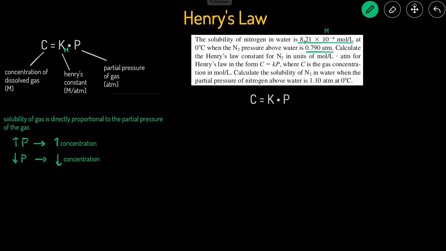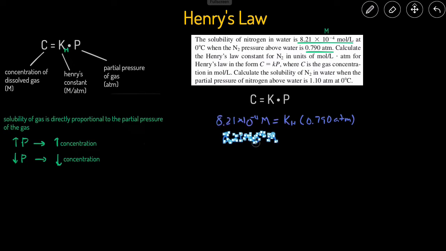It gives us the molarity. So we know that the molarity is 8.21 times 10 to the negative 4 moles per liter, which is the same thing as molar. Our goal is to solve for the Henry's law constant. So we don't know what K is, or KH. And it also tells us the pressure that it is 0.790 ATM. So to solve for KH, all we have to do is just divide both sides by 0.790.